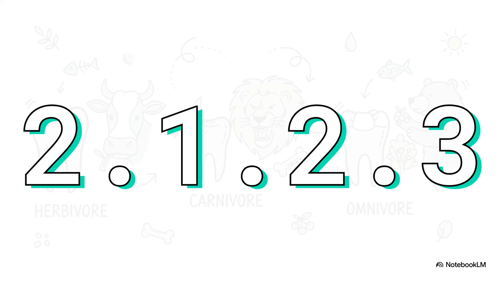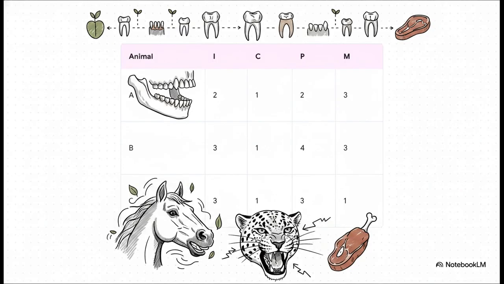It tells us that in just one single quadrant of a human mouth, there are exactly 2 incisors, 1 canine, 2 premolars, and 3 molars. And because the jaw is completely symmetrical, to find the total number of teeth in the human mouth, you simply take these values and multiply the whole thing by 4. So let's actually put this code into practice. We are comparing the dental formulae of 3 mammals here: a human, a horse, and a leopard.